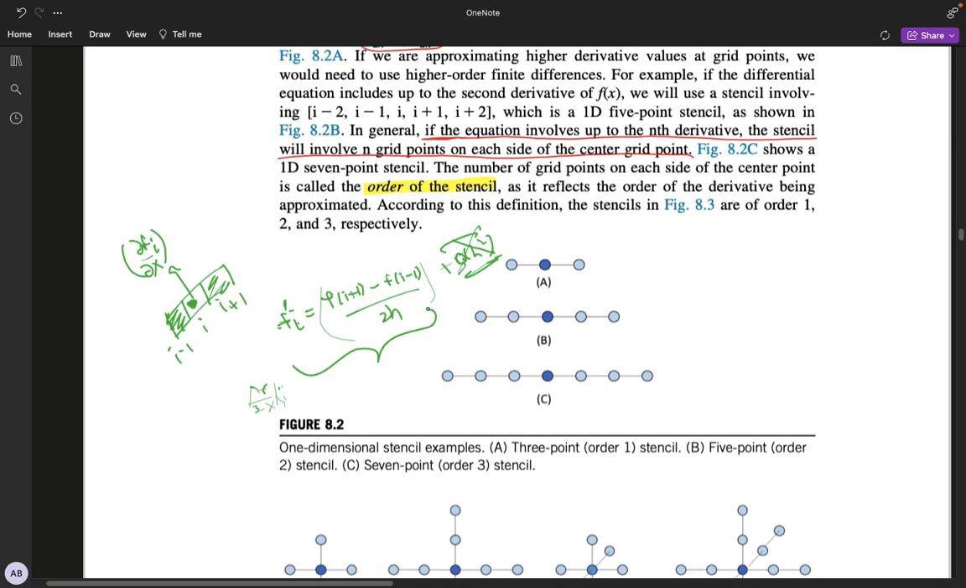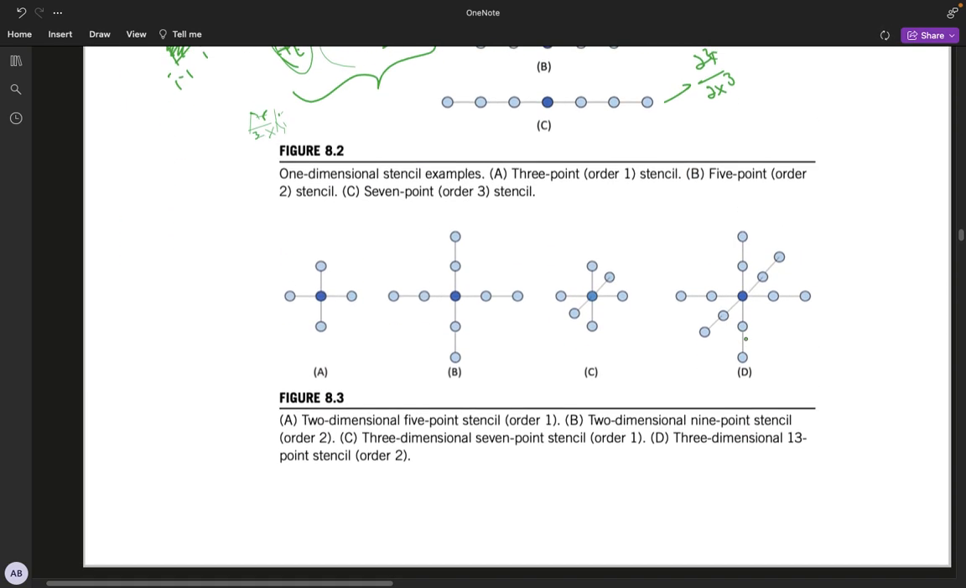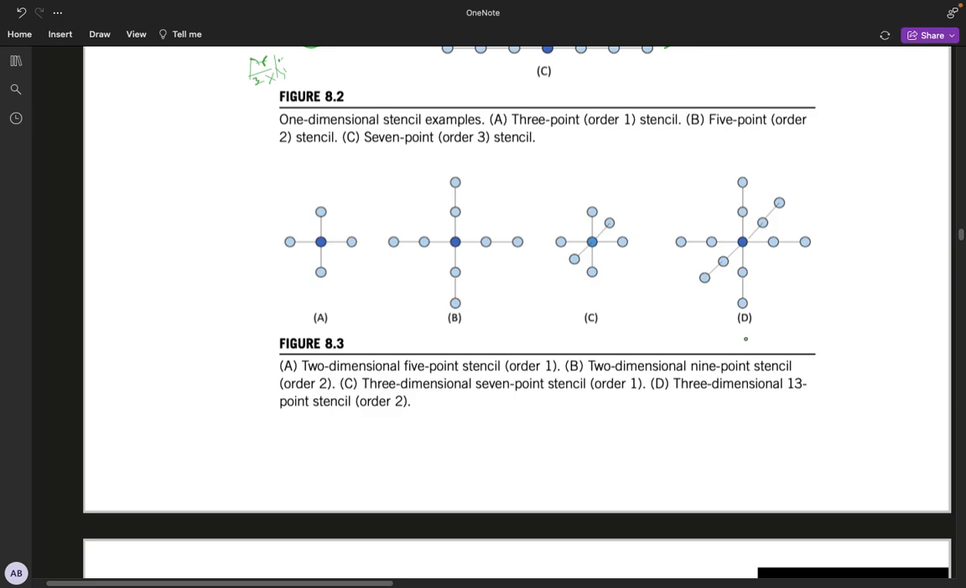We call this an order 1 stencil, because the highest order of derivative is 1. Similarly, if we also have terms of dou square f by dou x square, we use second order. And if we have dou cube by dou x cube, we use third order. Similarly, we extend this to 3 dimensions and 2 dimensions. Like, these two are 3-dimensional grids, these two are 2-dimensional grids.